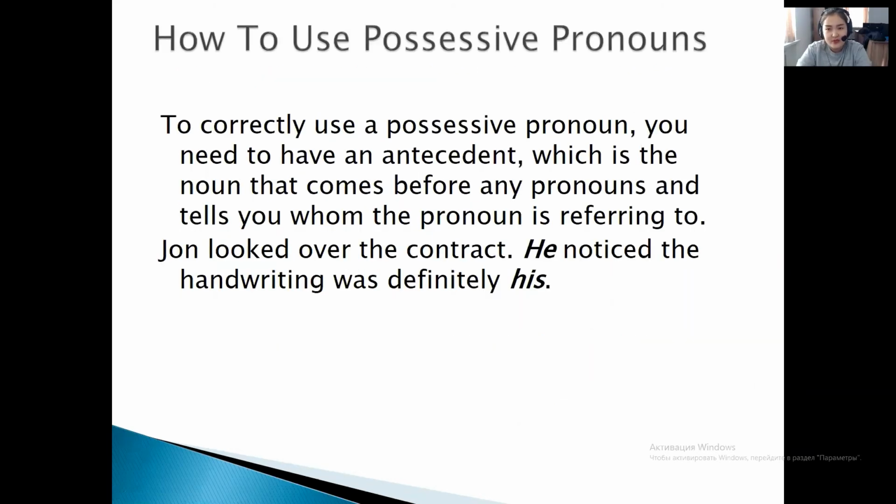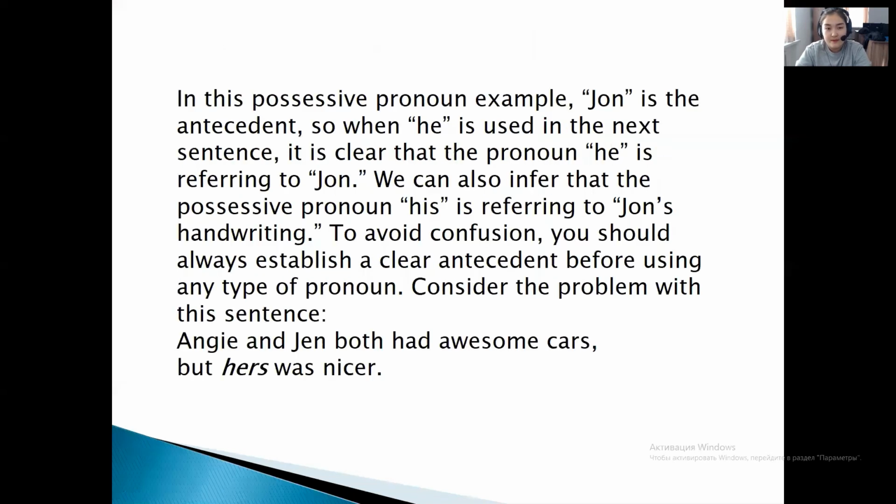How to use possessive pronouns. To correctly use a possessive pronoun, you need to have an antecedent, which is a noun that comes before any pronouns and tells you whom the pronoun is referring to. John looked over the contract. He noticed the handwriting was definitely his.